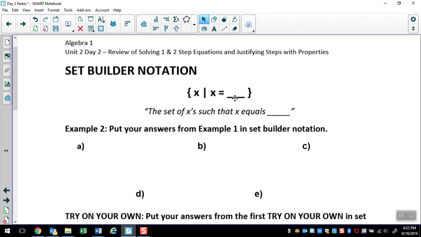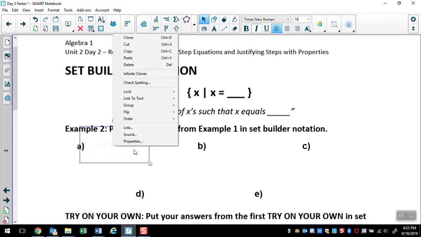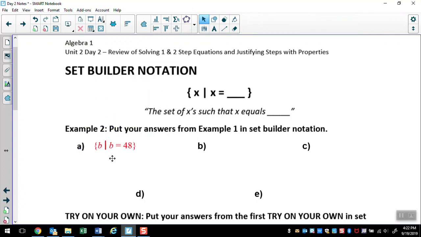So if we look back to the first example that we did, our answer was b equals 48. So instead of x, I'm going to replace those x's with b's. So I'm going to write my set builder notation. Oh, it's not wanting to pop up. There we go. Like this. So the set of b's such that b equals 48. So we're really just taking our answer, b equals 48, and we're building the rest of this around it, putting the brackets and that little line and the extra b. That's all that really is.